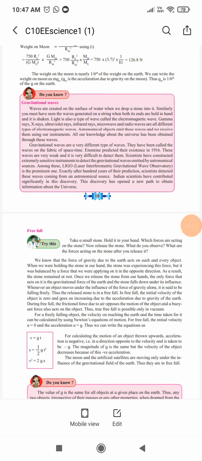So it will be in the opposite direction of the velocity. Whatever you were seeing as v equals gt will become v equals minus gt, s equals minus half gt square, v square equals u square minus 2gs, whenever the velocity is decreasing.